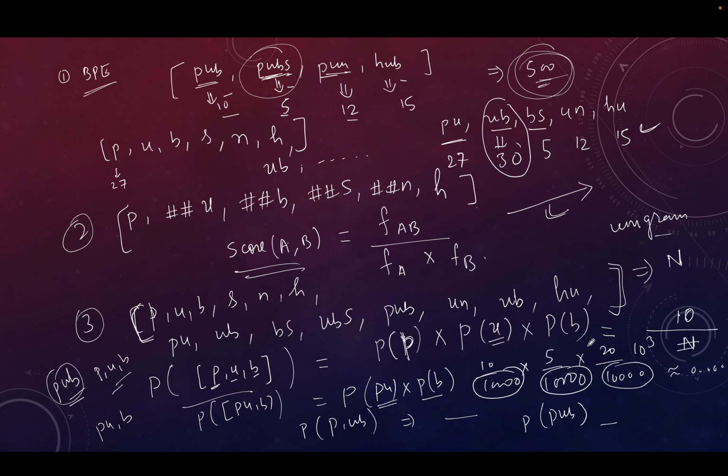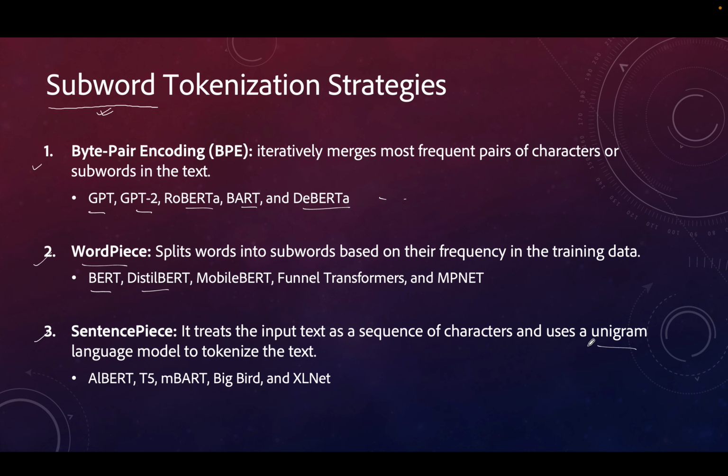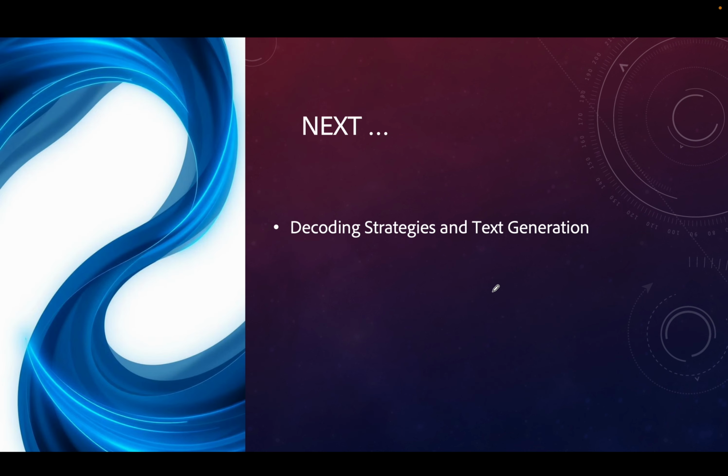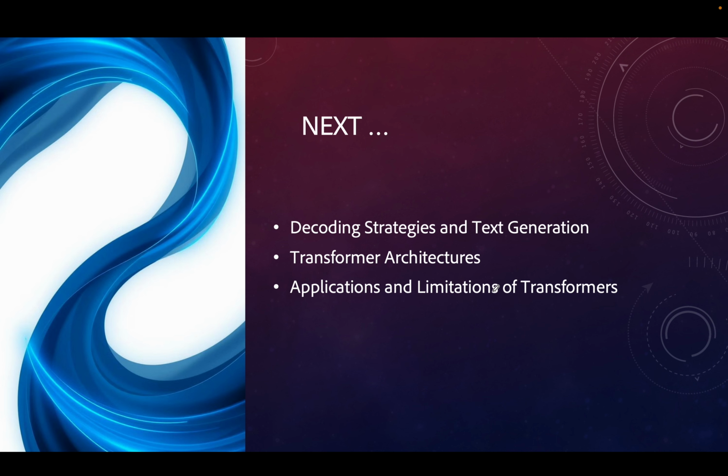So these were the 3 strategies for sub-word level tokenization, and this SentencePiece is used in ALBERT, T5, mBART, BigBird and XLNet, and of course many more models. I have not listed all the models here. And so in the next lessons we will look at decoding strategies and text generation. We will also look at transformer architectures, applications of transformers in text and beyond text.